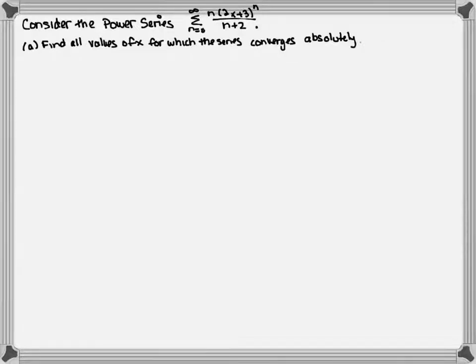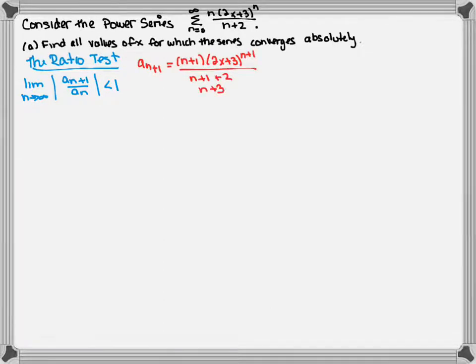So we want to find all the values of x where the series converges absolutely. So we have to check for the interval of convergence. So we're going to use the ratio test. So we're going to get the nth plus 1 term and divide it by the nth term.